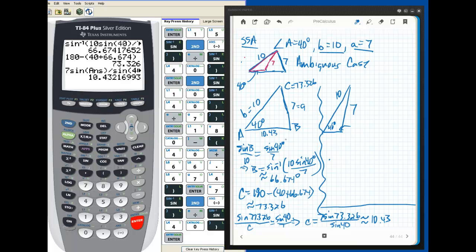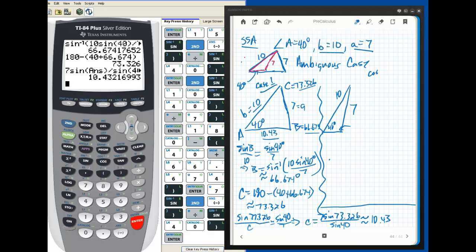Now, remember, always double check your answer. 10.43 is opposite 73 degrees. What did we say that B was? This was 66.674. 10 is opposite, sweet. So 10 is less than 10.43, so it's got to be opposite the angle which is smaller. 66 is less than 73, right? We agree? And then, of course, our 7 is opposite our 40. Awesome.